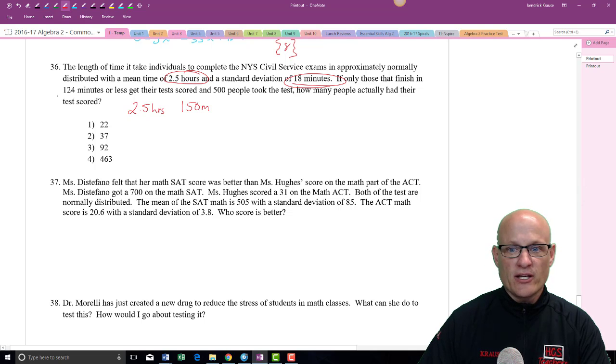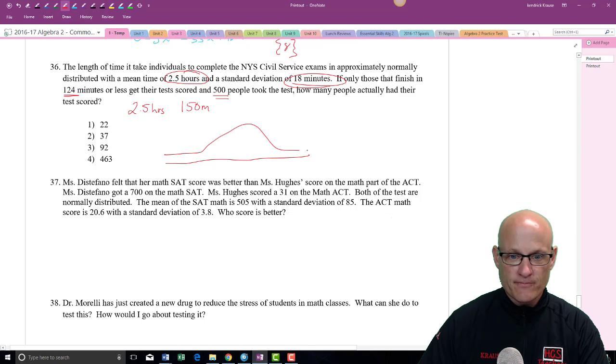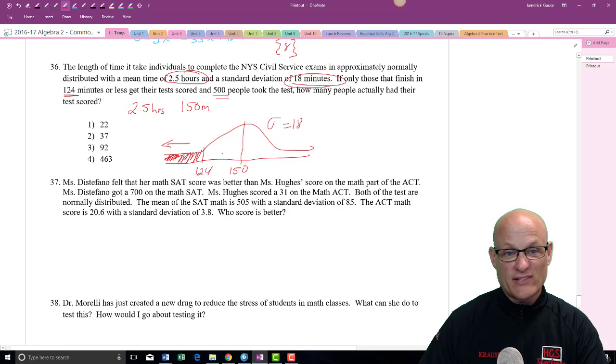Only those that finish in 124 minutes or less get their test scored. 500 people took the test. So of course it's a normal distribution. So 150 is the average, with a standard deviation of 18 minutes. Now, over here is 124, and that should come as no surprise because the faster you are, the shorter your time. So I need to figure out what percent of people are less than that.